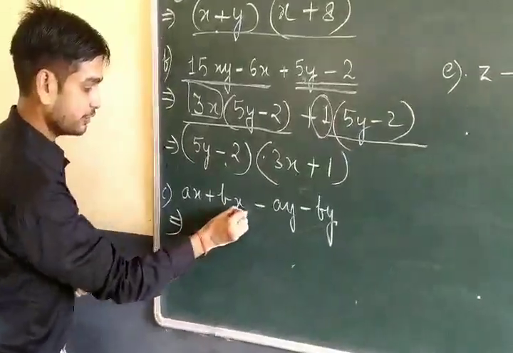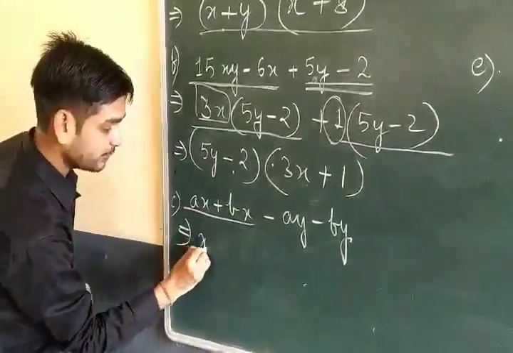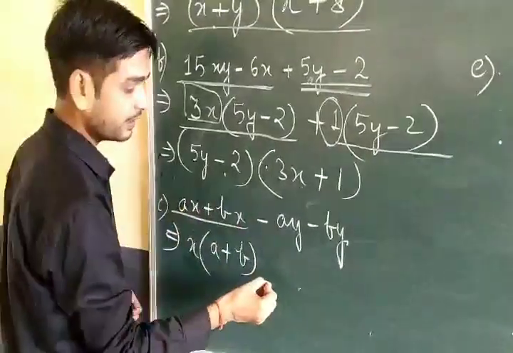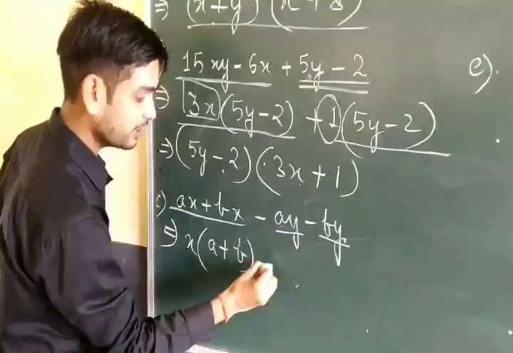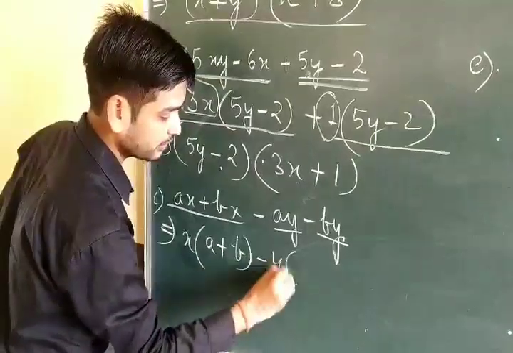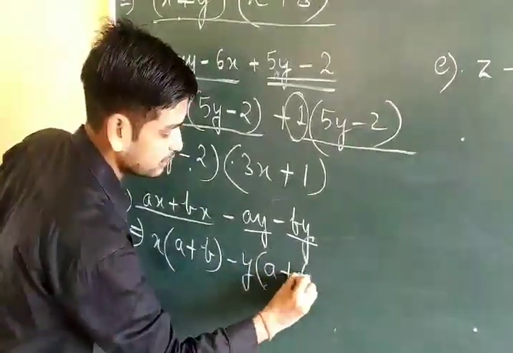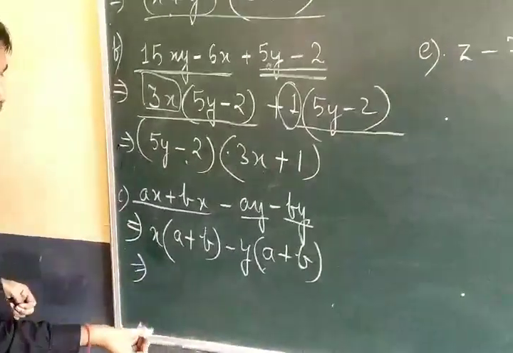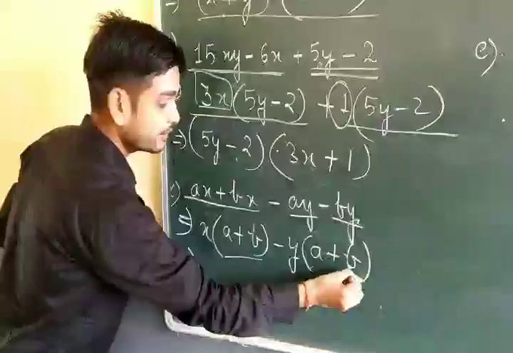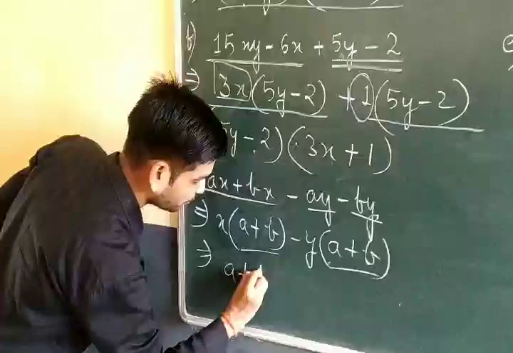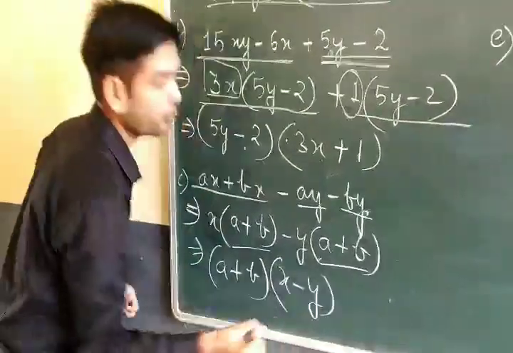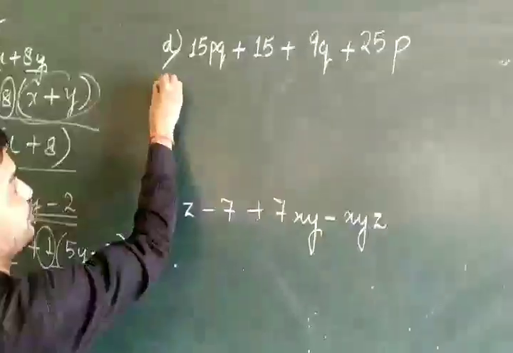In this question you can see x will be common, that means a plus b will be remaining, and now here y will be the common, but minus y will be common. So a plus b also remaining in the last two terms. So now students, similarly like the previous question, you can see here a plus b will be common. So what will be remaining? x minus y. Let's see the next question.